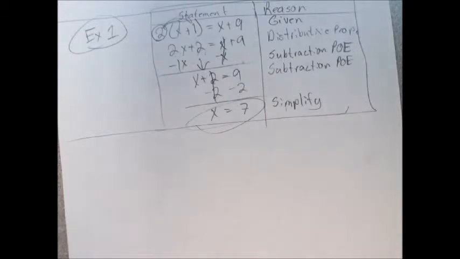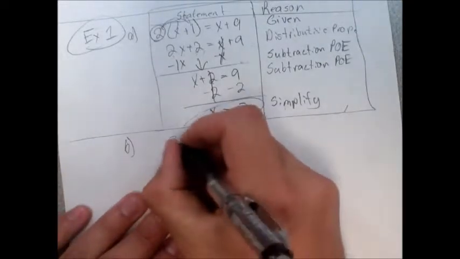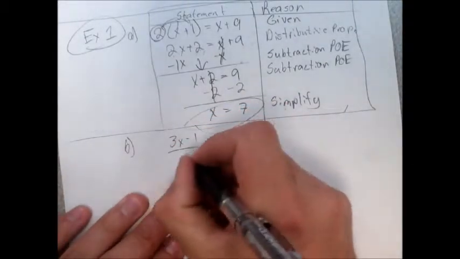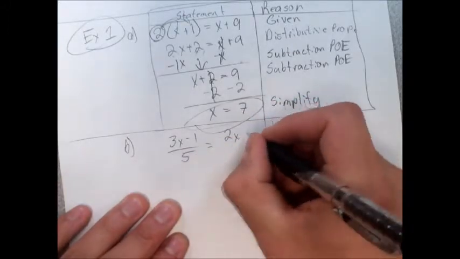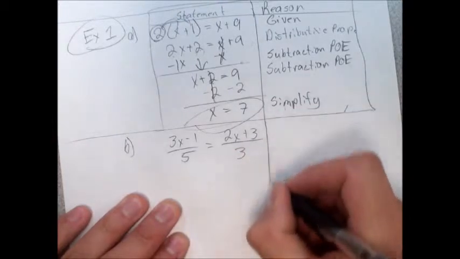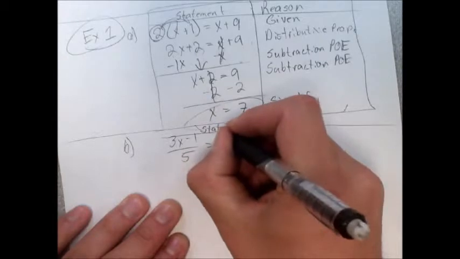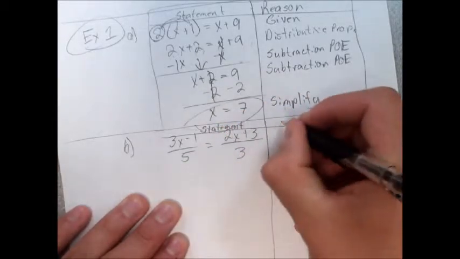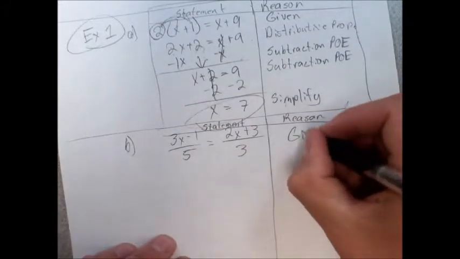So that was example A. Example B asks us to solve a completely different one. It gives us (3x minus 1) over 5 and sets it equal to (2x plus 3) over 3. And again, I'm going to set this up in a 2-column proof. I'm going to have a statements and reasons column. This was given to me, so I'm writing that down first.